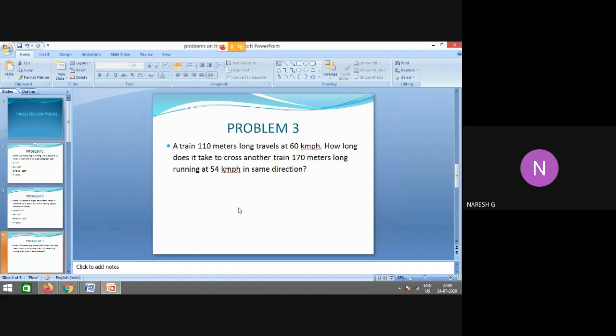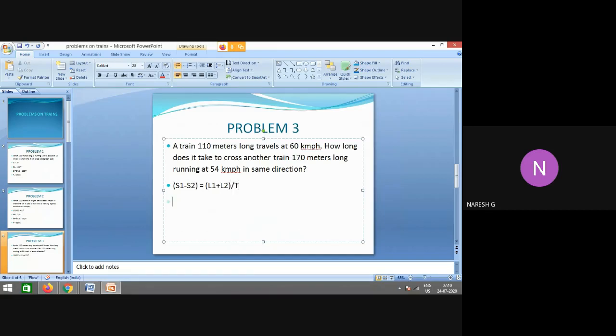Next, third problem. A train 110 meters long travels at 60 km per hour. How long does it take to cross another train 170 meter long running at 54 km per hour in same direction? So if two trains or two objects are moving in same direction, relative speed is s1 minus s2. So if two trains are moving in same direction or opposite direction, in place of distance we have to write two trains length added, L1 plus L2, divided by time.